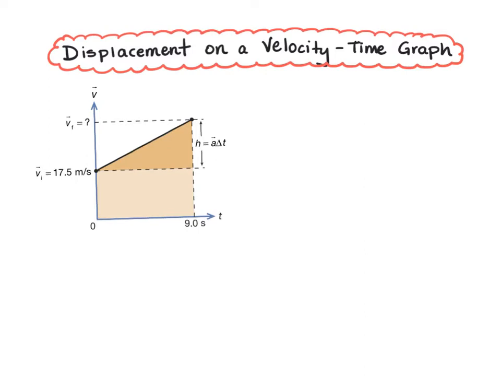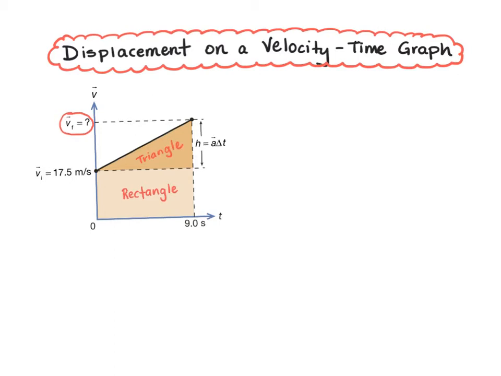So in the previous example, we looked at finding our average velocity. However, in this example, we may not know our final velocity here. And so if we don't know our final velocity, it's impossible to find the average. So we're going to instead take this shape that we have, and we're going to divide it into two. So we're going to have a rectangle and a triangle.